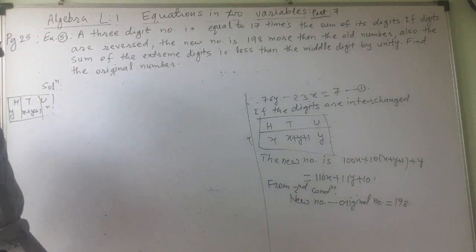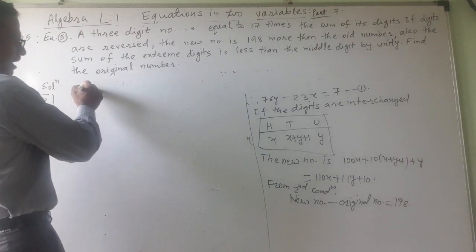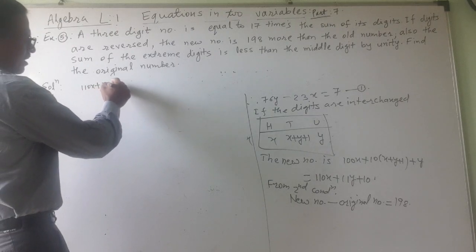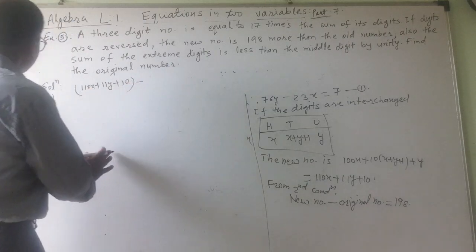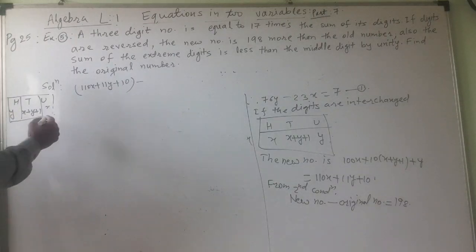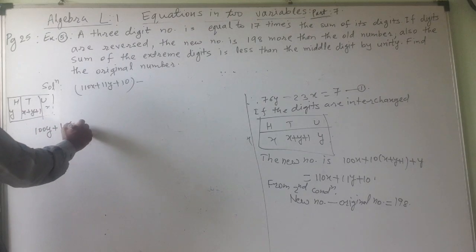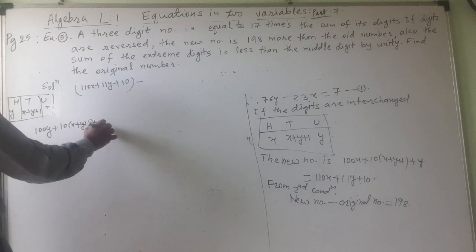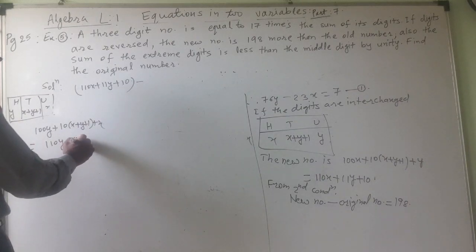So new number, what is that new number? New number is 110x plus 11y plus 10 minus the original number. Now I have to prepare here 100y plus 10 into x plus y plus 1 plus x, that is equal to 110y plus 11x plus 10.